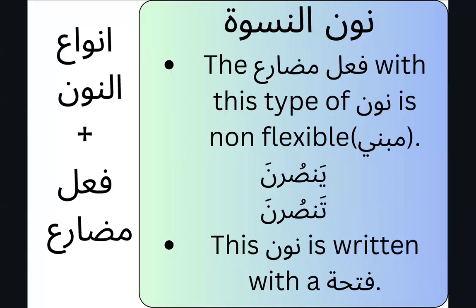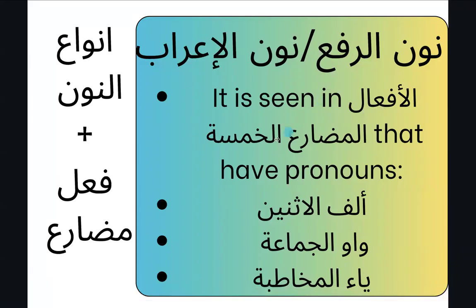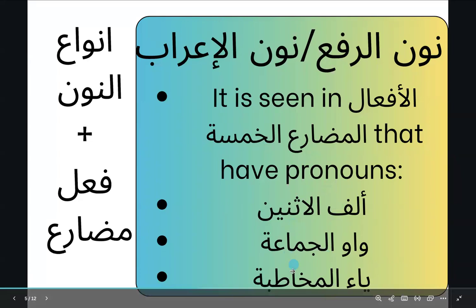So it is one of the two reasons when your mudari, which is usually mu'rab or flexible, becomes non-flexible. And the reason, as I said, is that when nunun niswa comes with fi'l mudari, it makes it non-flexible. The next type of noon is going to be nunul rafa or nunul i'rab. Noon of status, or nunul rafa. It is seen in al-af'al al-khamsa, the five af'al that have the pronouns aliful isnain, wawul jama'a, yaul mukhataba.